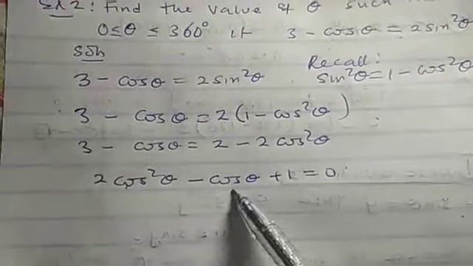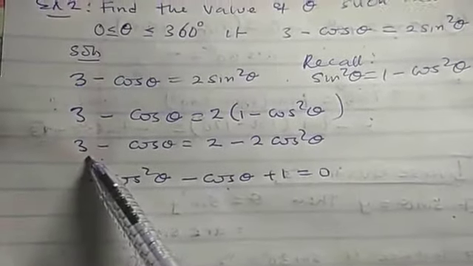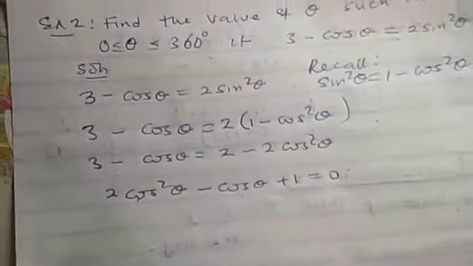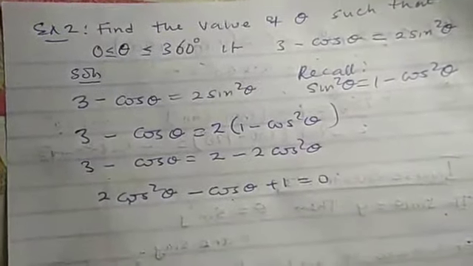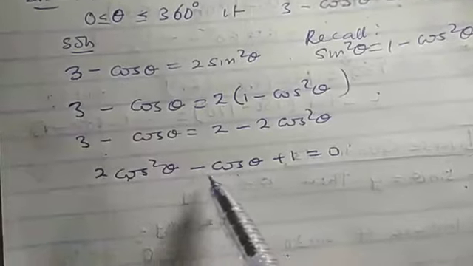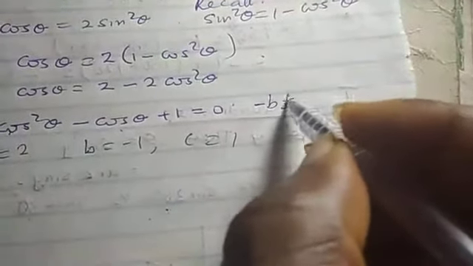This is our minus cos theta here. Also, when this 2 comes here, you are going to have 3 minus 2, that is 1, which is 0. So it leads to this equation. Now, we need to solve this equation. It's a quadratic equation, whereby our A is 2, B is minus 1, C is 1. Use the quadratic formula, which you normally call the almighty formula.